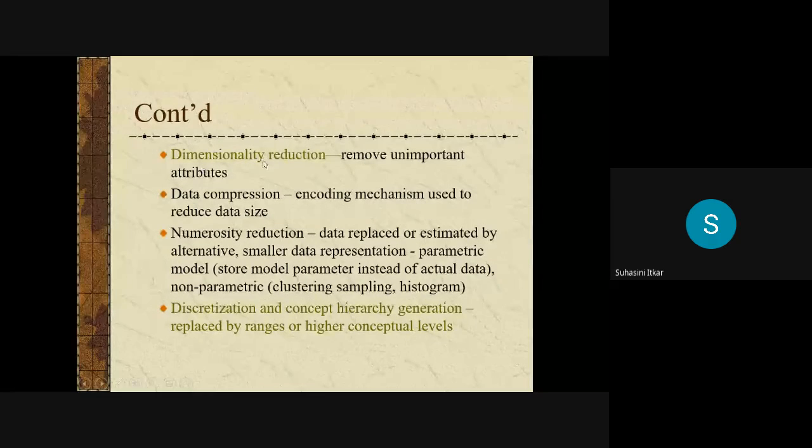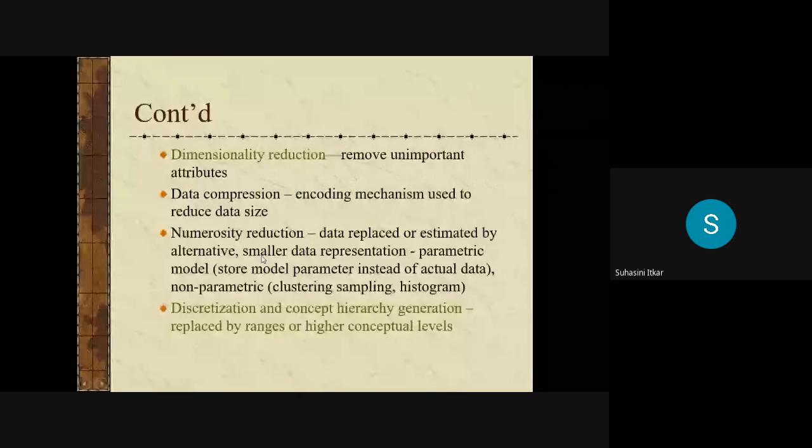So we can either remove the attributes using dimensionality reduction, or we can compress the data, that is, reduce the size. The third one is numerosity reduction, where data is replaced by an alternative, smaller data representation, using clustering, sampling and histograms. As I stated, the same thing basically: we are reducing the size of the data, compressing the data size.